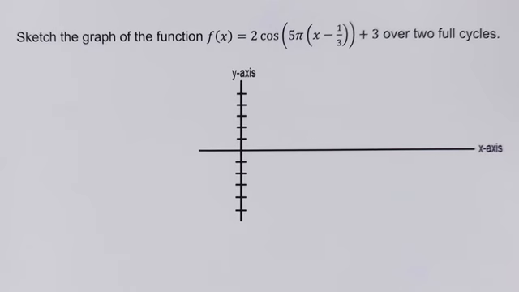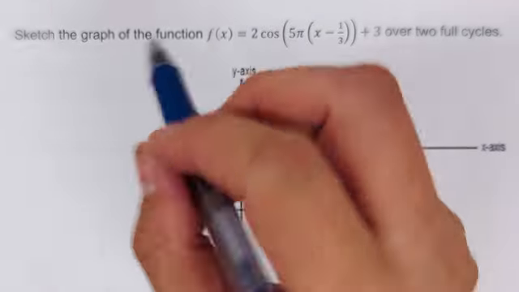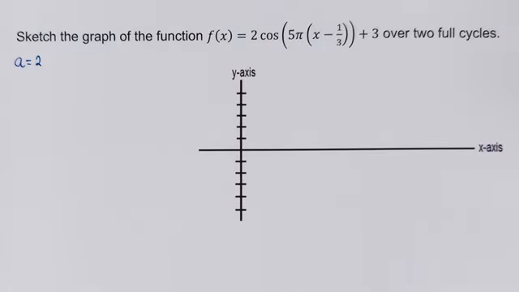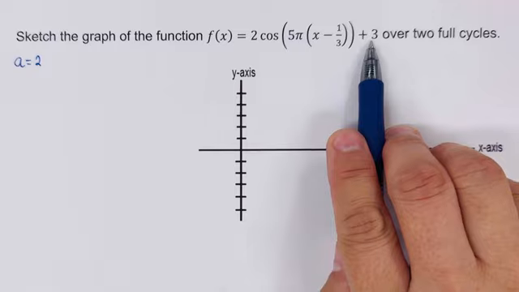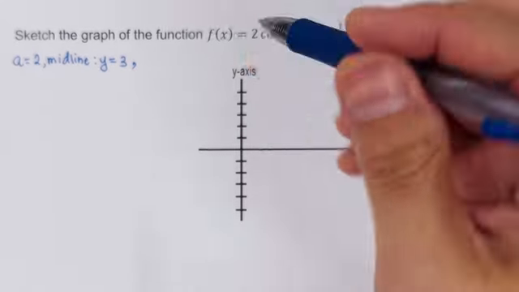Hello everyone, this video will show how to sketch the graph of a trigonometric function in transformed form over two full cycles. Now let's go over this example. Looking at the problem right here, we can see that our amplitude is 2. Moreover, we can say that our equation for the midline is y equals positive 3. We can also say that our b value is 5 pi.